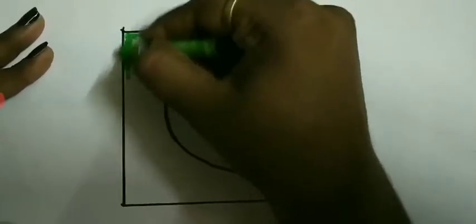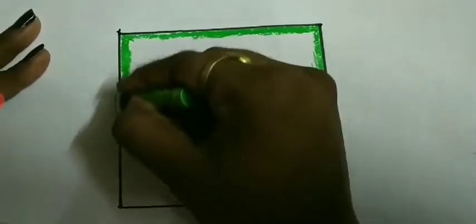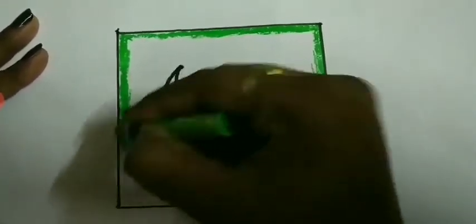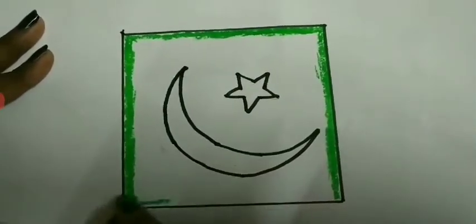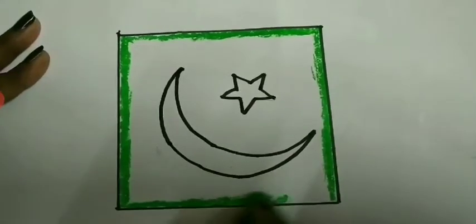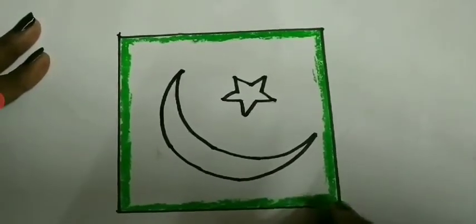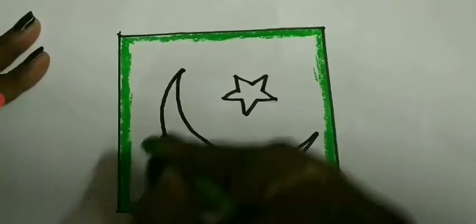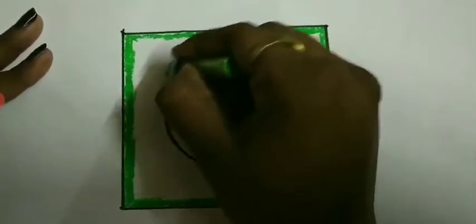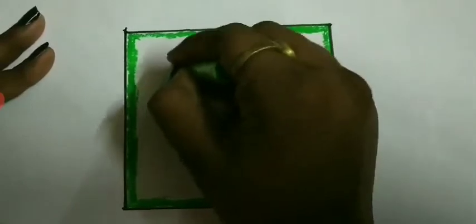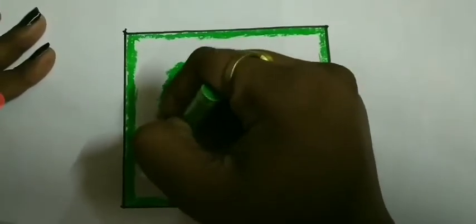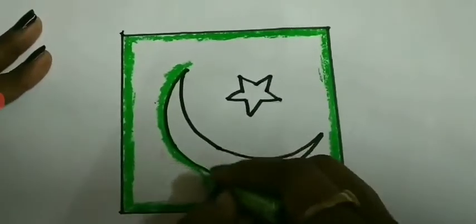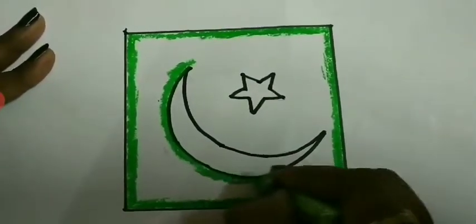You can color from left to right or right to left. Now up and down. I am coloring up and down for the side borders. For the down borders, I am coloring left to right, right to left. After completing all the borders, in the same way I'll complete the moon border. So the color will not spread inside.